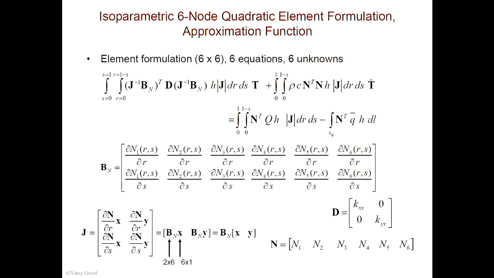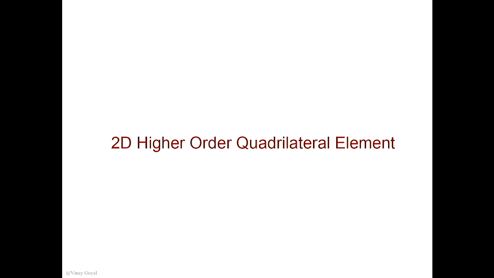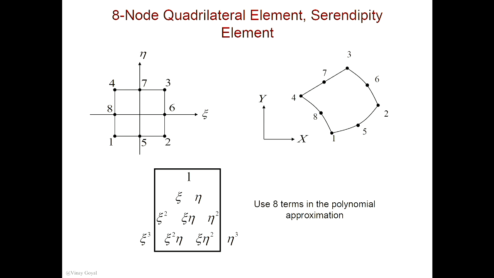Higher order element. Okay. Let's do a second order, high order quadrilateral element now. Because we did a linear quadrilateral, didn't we? Let's do a second order. For second order, there's an eight noded element. We call this serendipity element. 1, 2, 3, 4. Mid nodes are at 5, 6, 7, 8.